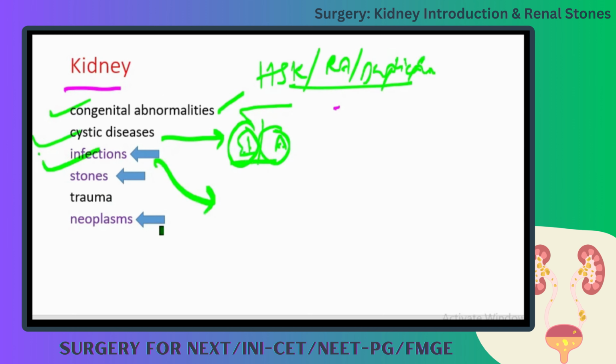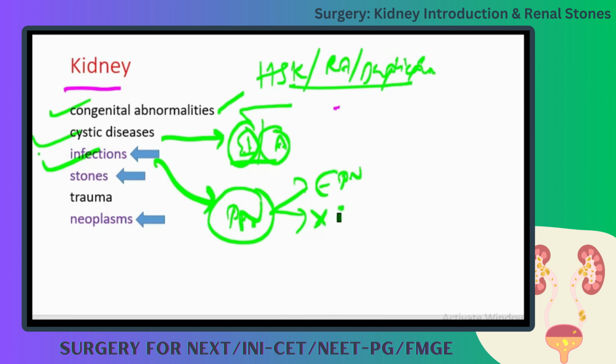And infections. What is the infection of the kidney known as? Pyelonephritis. Yes, very good. Any other types of pyelonephritis you know of? Acute and chronic, that is one. Acute pyelonephritis, chronic pyelonephritis. Apart from that, emphysematous pyelonephritis, very good. Emphysematous pyelonephritis and xanthogranulomatous pyelonephritis, this we will discuss here.